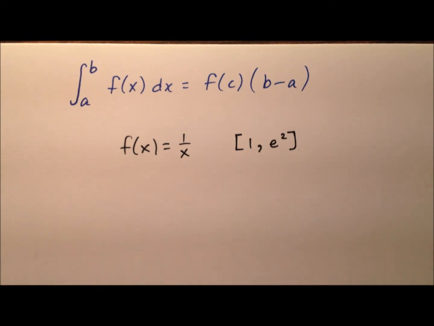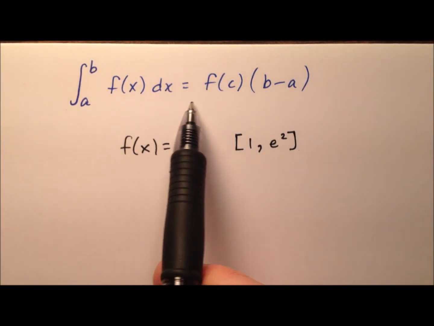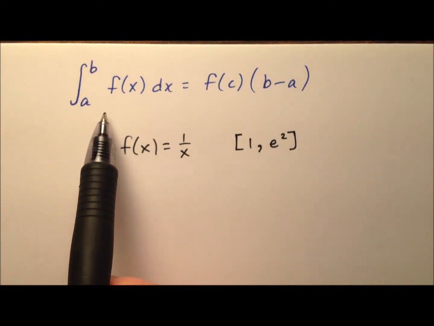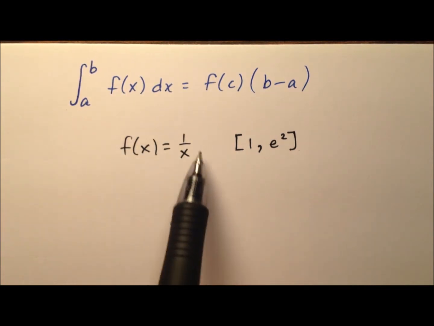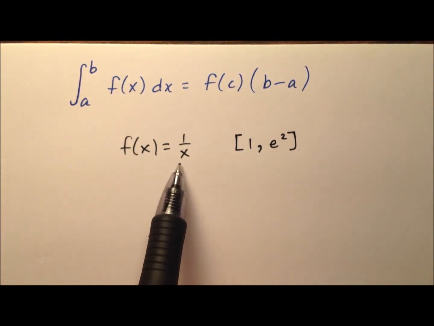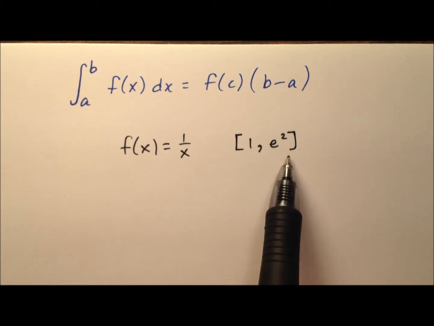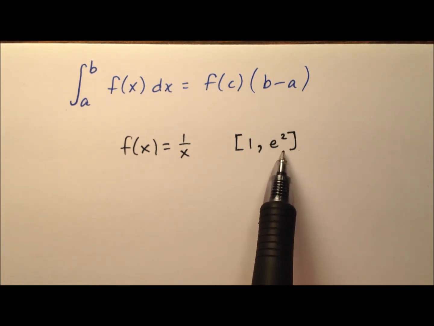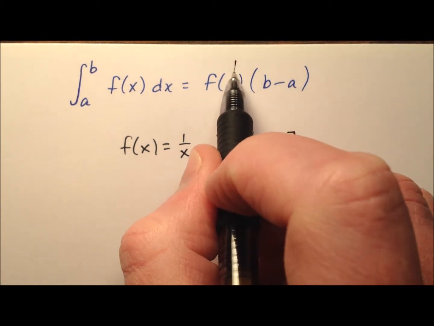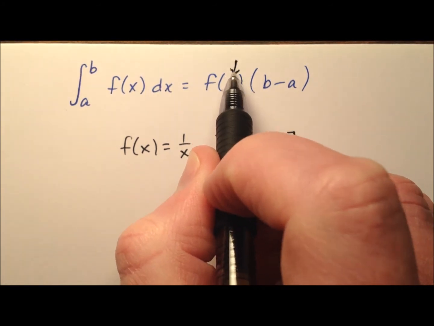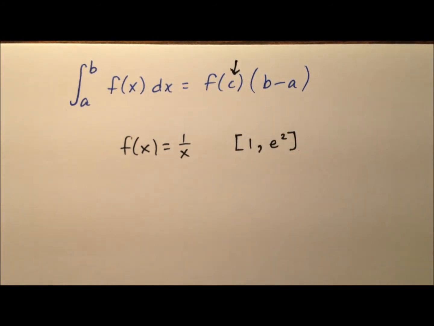In this example, I would like to take a look at the mean value theorem for integrals, and I would like to apply it to this function f of x equals 1 over x over this given closed interval 1 to e squared, and find this value of c that the mean value theorem guarantees exists.